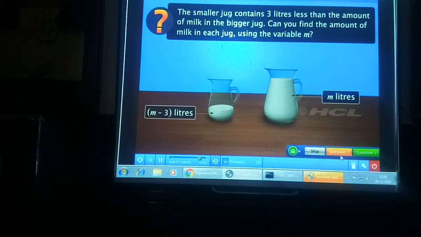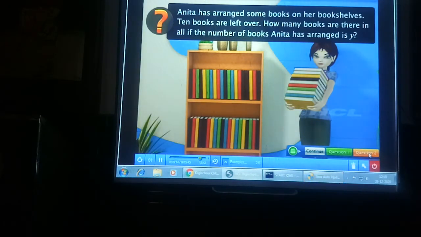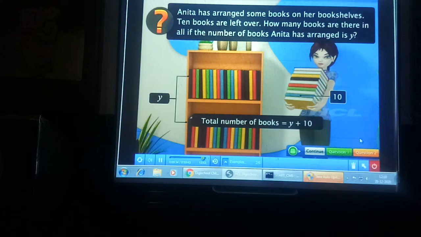Next question is, Anita has arranged some books on her bookshelves. 10 books are left over. How many books are there in all if the number of books Anita has arranged is y? The number of books Anita has arranged on the shelves is y. 10 books are left over. Therefore, the total number of books is the sum of the books on the shelves, which is y, and the number of books left over, which is 10.